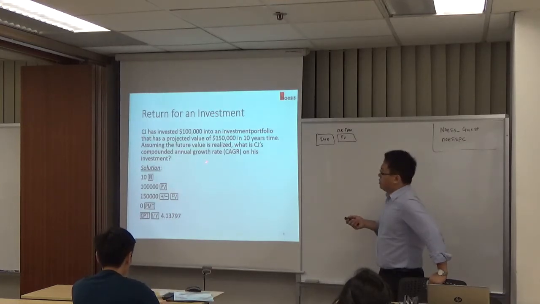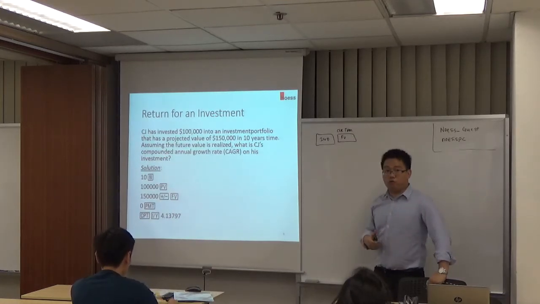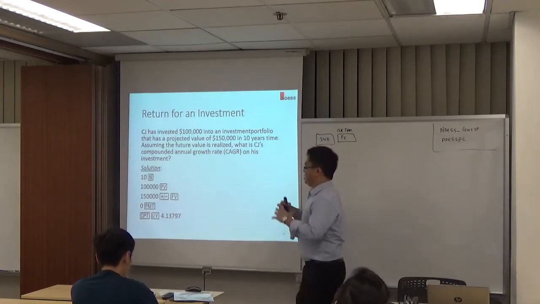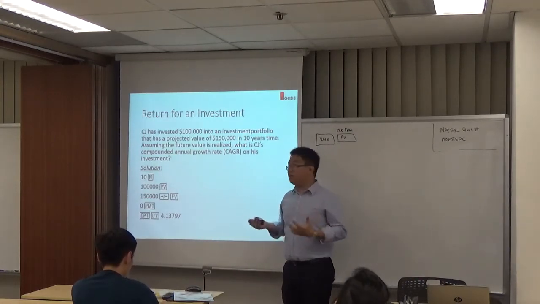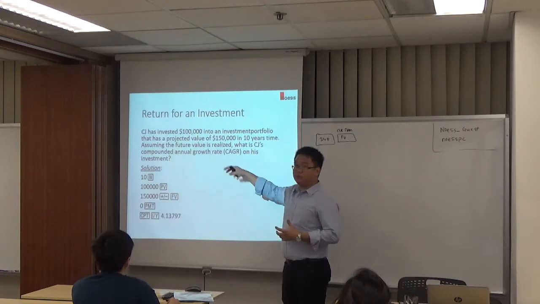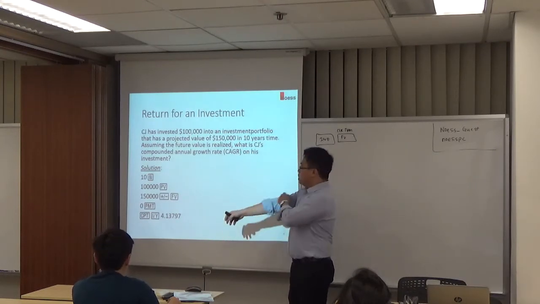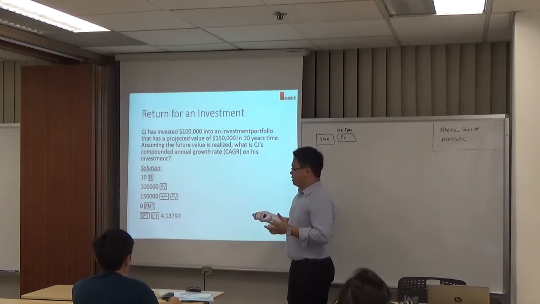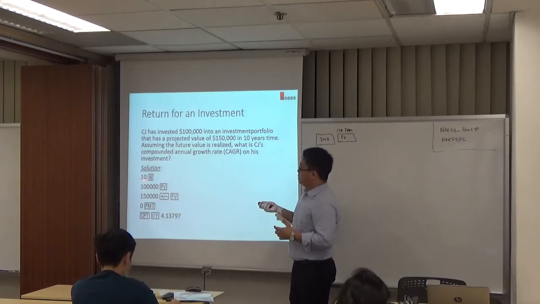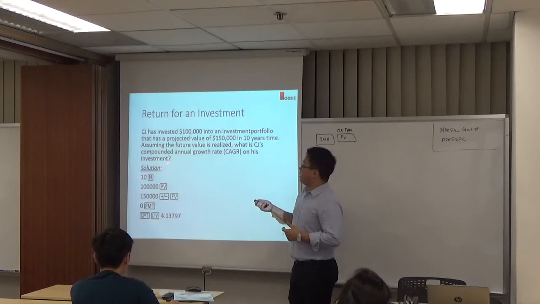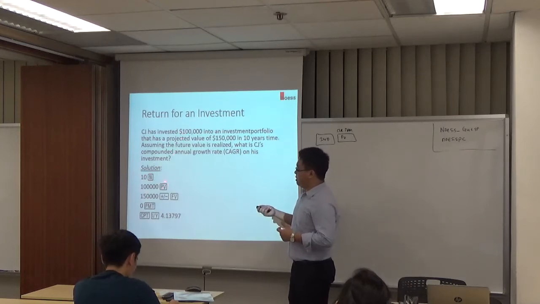We call that return the compounded annual growth rate. In short, the bankers always call it the CAGR. This is what we call the CAGR. That means your average return. So again, basically they're just looking for the IY. In your calculator, you will set 10 years into your N, and then 100,000 you will set into your PV.